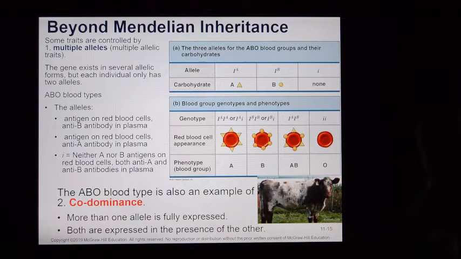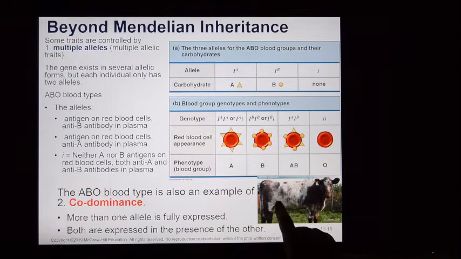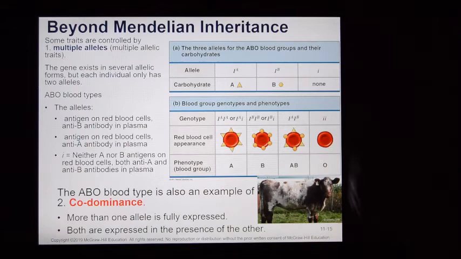Then there's codominance. Now, ABO blood type also is an example of that, but I think this cow is better. This cow got a dominant gene to have white fur and a dominant gene to have brown fur. So what happened? Well, the cow displays both white fur and brown fur. That's codominance. They are both expressed simultaneously. The cow displays both dominant traits at the exact same time. All right? That is codominance. More than one allele is fully expressed.